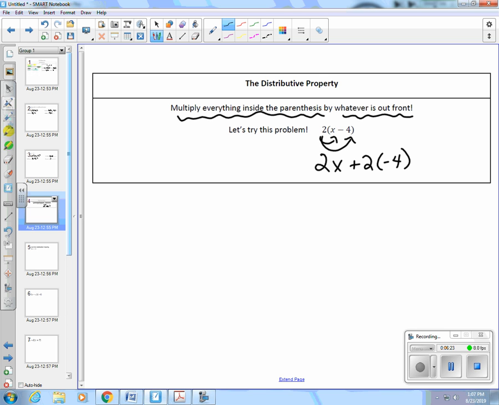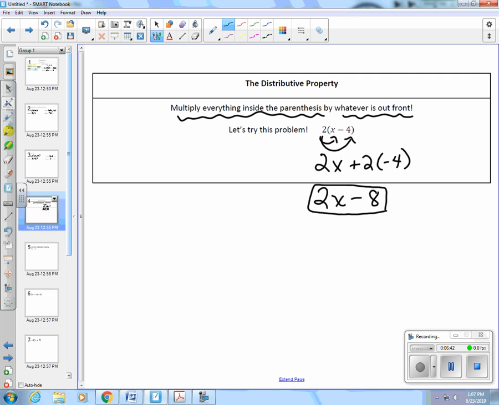Well, we can simplify that a little bit. That becomes 2x minus 8. And 2x minus 8 is as far as we can go. We've combined like terms by just multiplying 2 terms together there. There are no other like terms to add together.